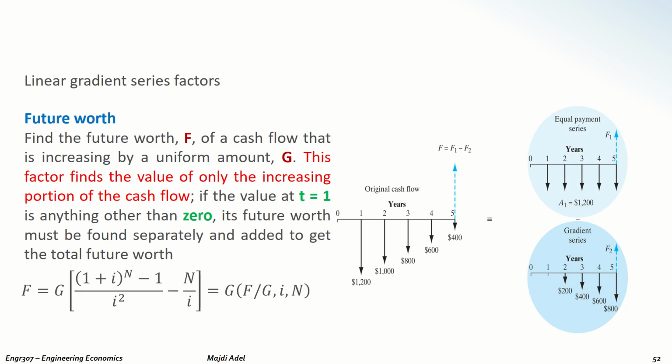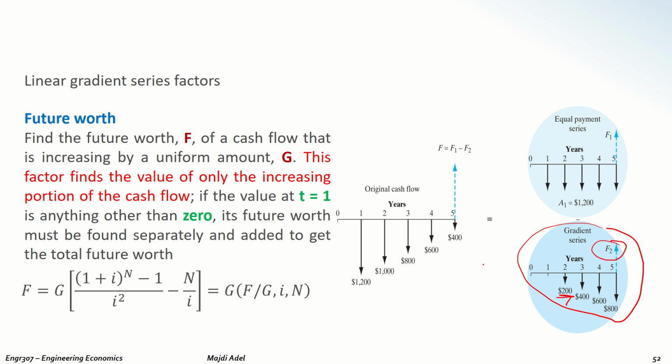The other factor, which is not in the textbook, doesn't exist in the interest tables. هذا الفاكتور مش موجود في interest tables ولا حتى في المعادلات اللي في الكتاب. It is the future worth factor. Given G, I and N, calculate F, the future value. And remember also that this formula applies only for the gradient part. I'm converting this gradient part to its equivalent future value.